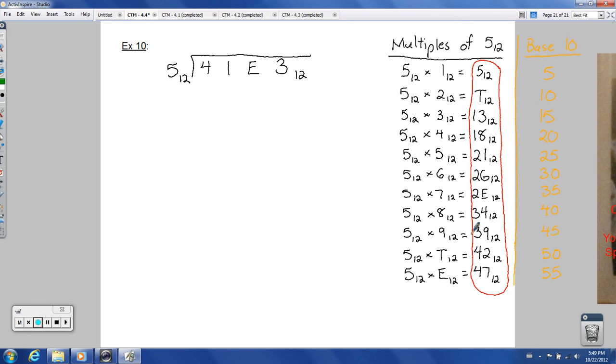So what do I put up here? Well, 39, I would have to put a 9 above this right here. So a 9 goes here. 9 times 5 is 45 for us normally, but in base 12 it's 39, we would say. So 3, 9. We subtract that.